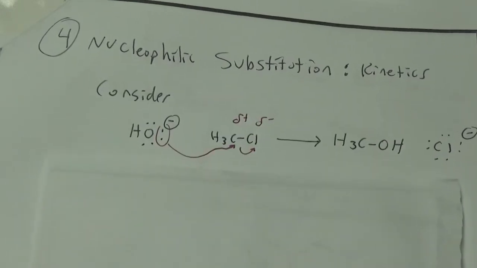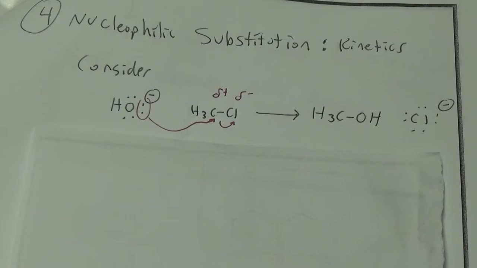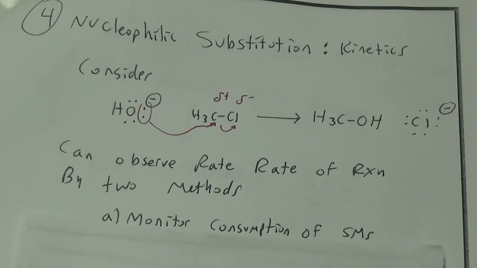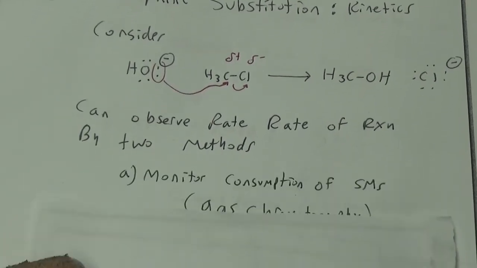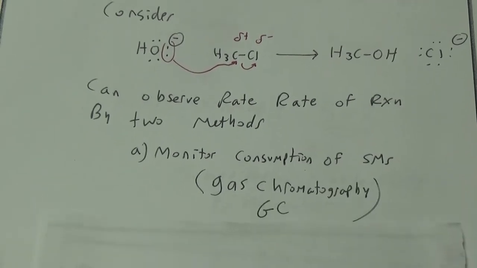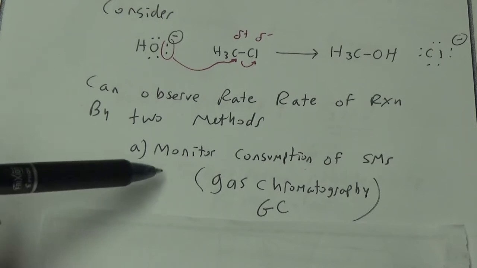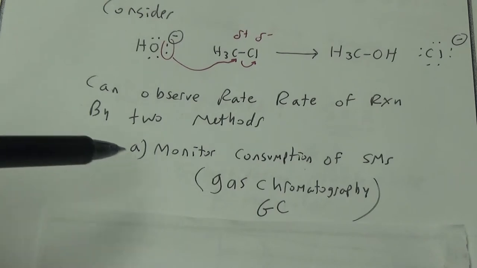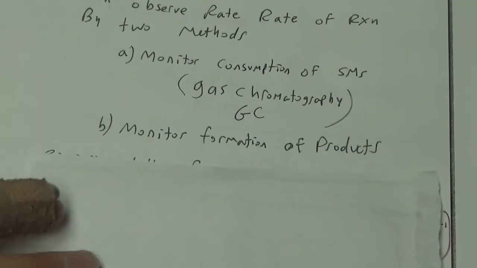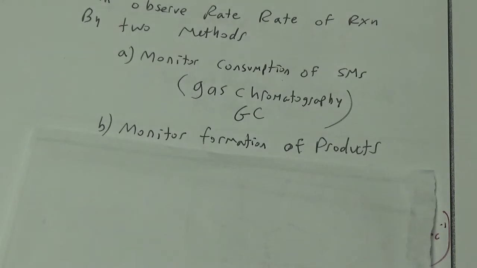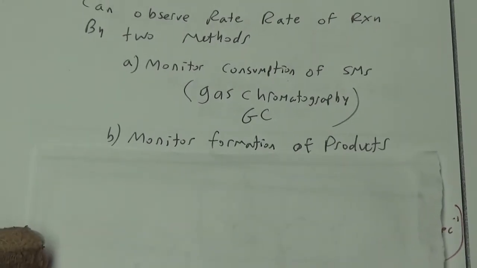We showed this example last time: hydroxide attacking chloromethane to make methanol and chloride ion. It's a nice SN2 reaction. We talked about how you determine the rate. You can either monitor consumption of the starting materials, or you can monitor the formation of products. The technique we typically use is gas chromatography, a method you can use to monitor organic molecules and how much of an organic molecule you have. Those are easy things to do with something like gas chromatography.